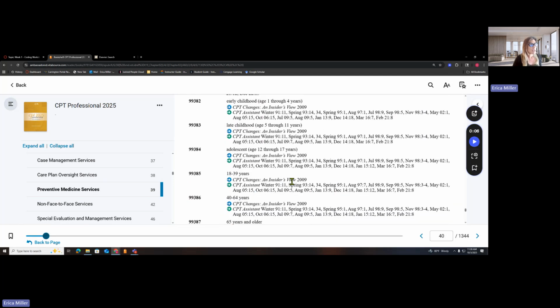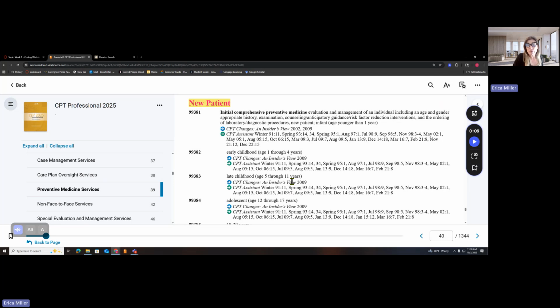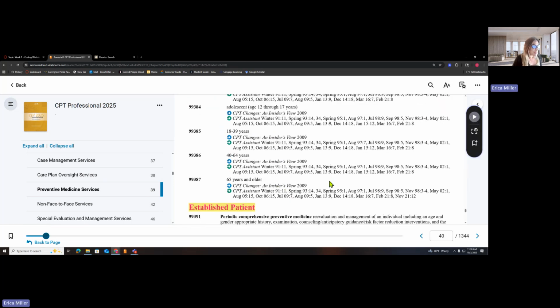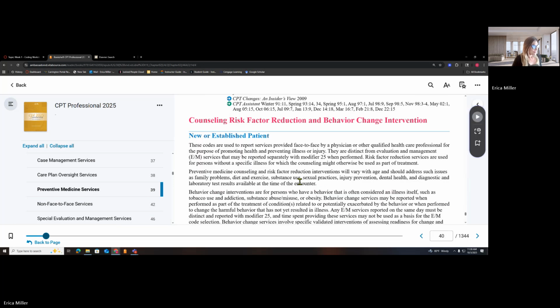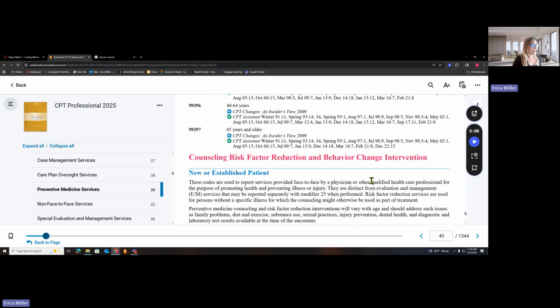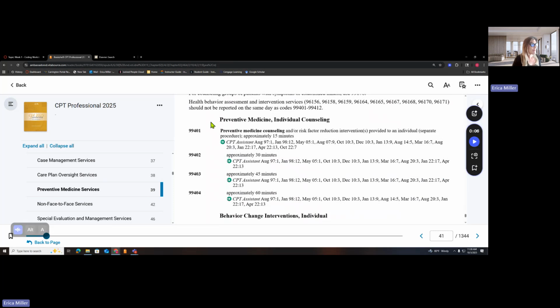And you can see that isn't just one single code to represent a preventative service. It's layers. How old is the patient? Right? Are they new? Are they established? Was there additional risk factors involved? And so again, if there was preventive medicine counseling, okay, then it even tells you, hey, you can actually code this separately to the preventative service.